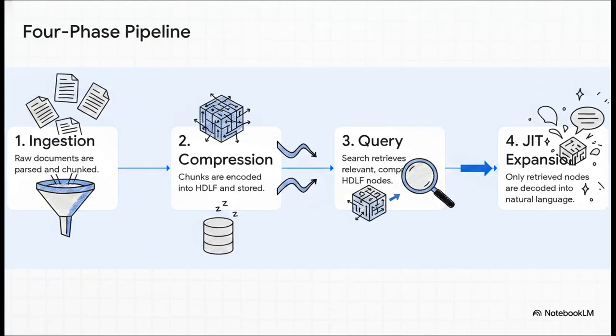The whole process has 4 clear phases. First, you ingest raw documents. Then you compress them into HDLF and you store them. Now, this compressed state is your database's default resting state. So when a query comes in, you retrieve only the relevant HDLF nodes. And only then, just in time, do you expand that tiny relevant fraction back into readable language. It is just incredibly efficient.